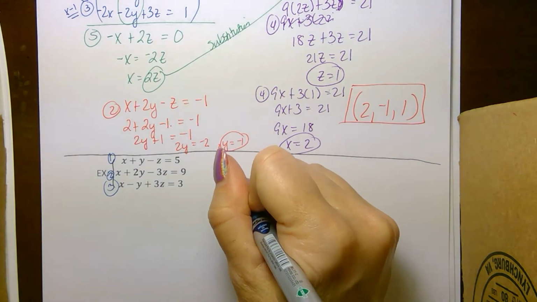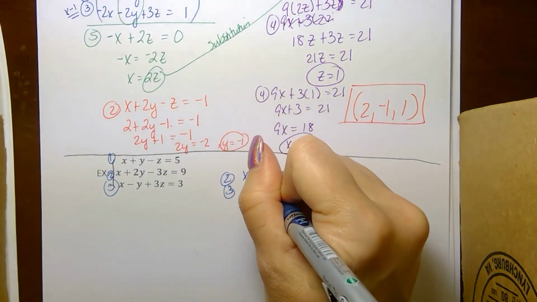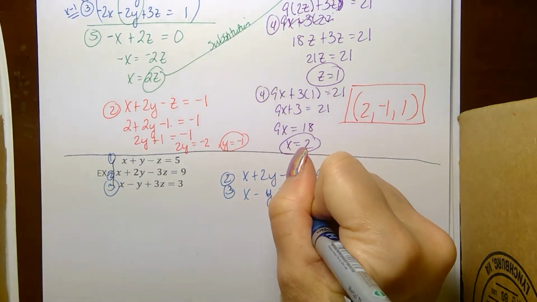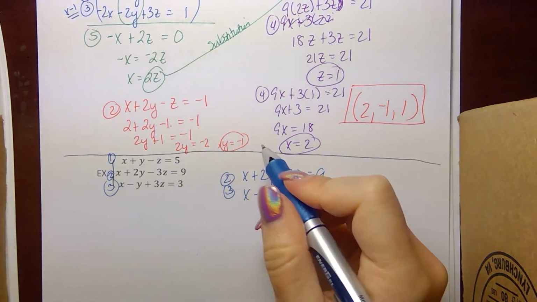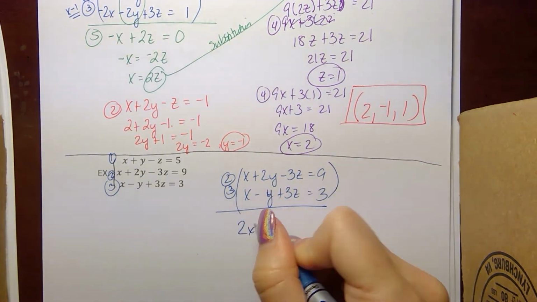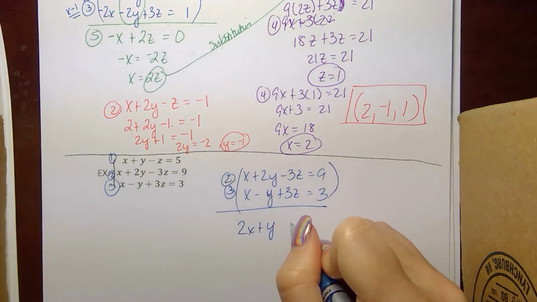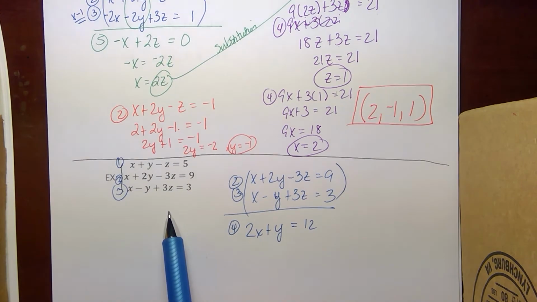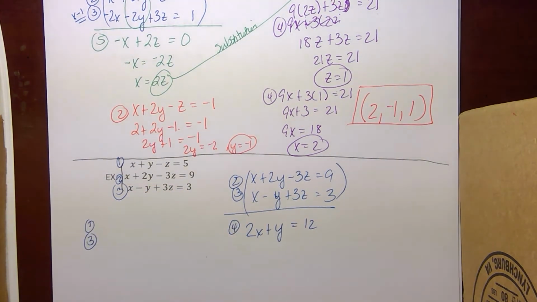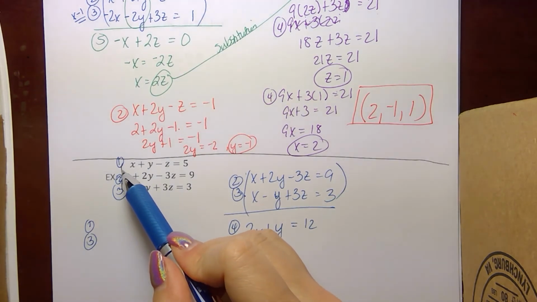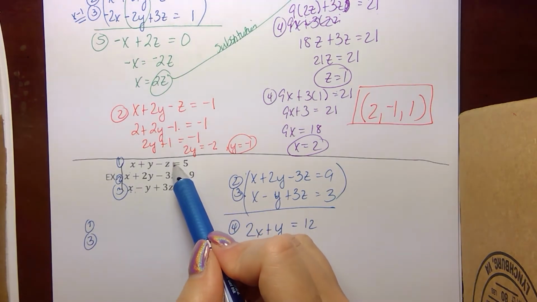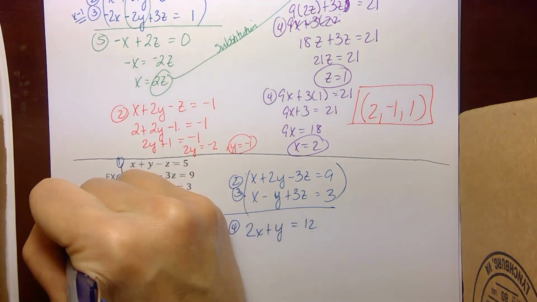Let's start with equations 2 and 3 because the z's are already opposite. I don't have to do anything to make that happen. So when I add that together, I get 2x plus y equals 12 as my fourth equation. 2x plus y equals 12. Now I need to create a fifth equation where I eliminate z again. I'm going to choose to add equations 1 and 3. I added 2 and 3 together. I can either do 1 and 2 or 1 and 3. I'm going to do 1 and 3 and multiply the first equation by a positive 3.